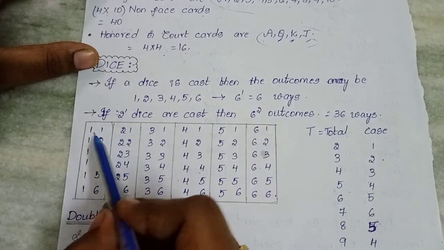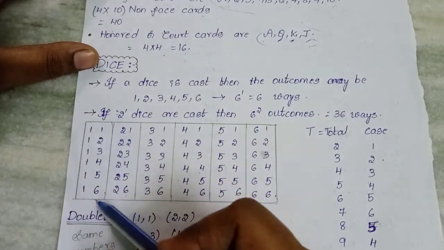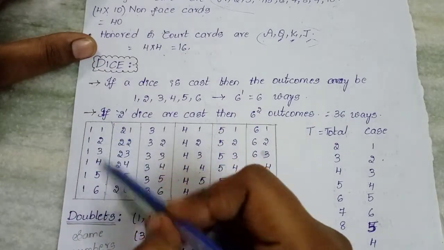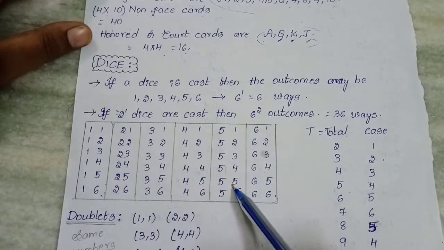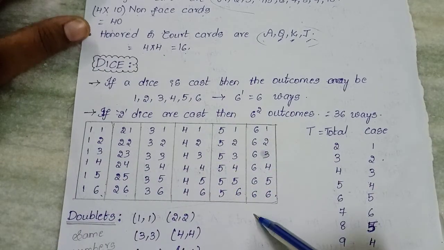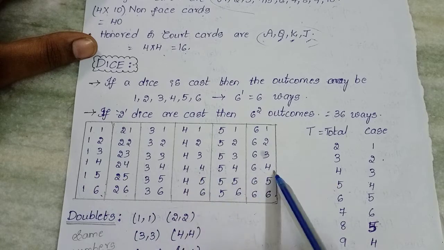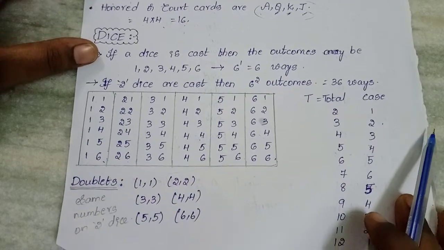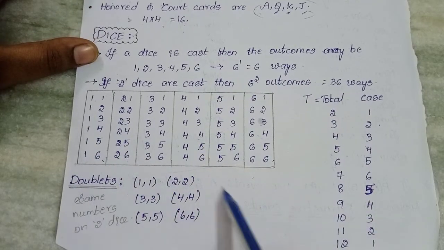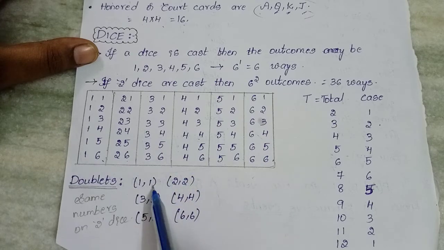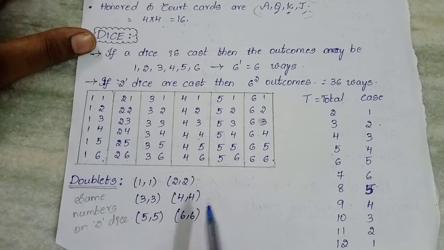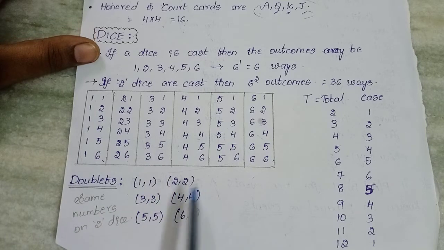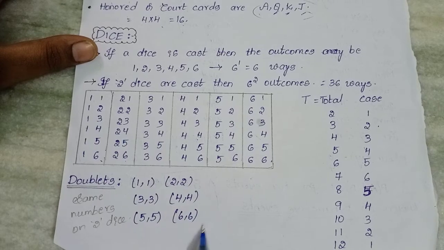The first die may be 1, and the second die may be anything from 1 to 6, right? So if you cast 2 dice at a time, there will be 36 outcomes. There are also chances that doublets may be formed. Doublets means the same number appears on both dice: 1 comma 1, 2 comma 2, 3 comma 3, 4 comma 4, 5 comma 5, 6 comma 6.